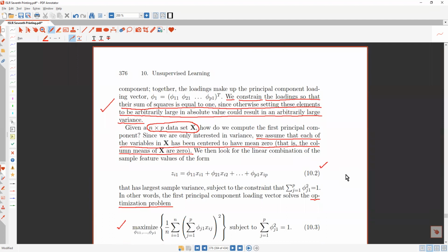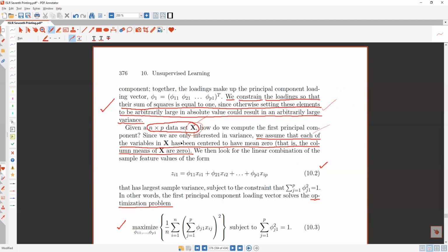So that's what they talk about here. We constrain the loading so that the sum of squares is equal to 1, since otherwise setting these elements could result in arbitrarily large variance. That's exactly what we just said. We want to constrain them. So there's our data set. It's in that matrix right here. We have a whole bunch of variables in there.